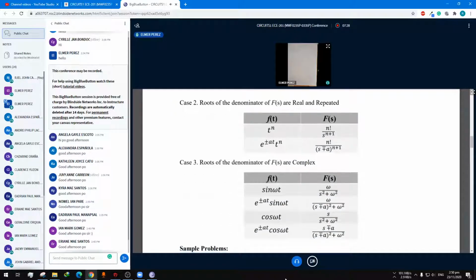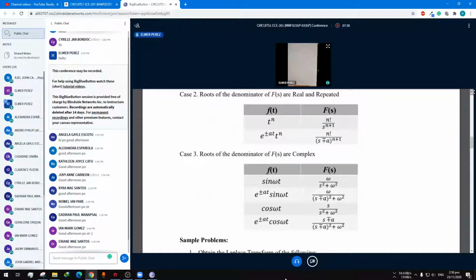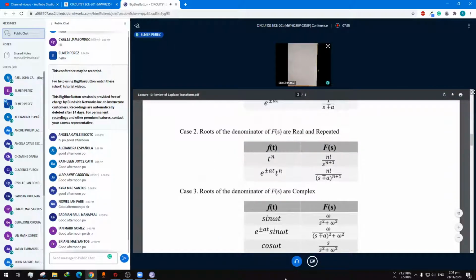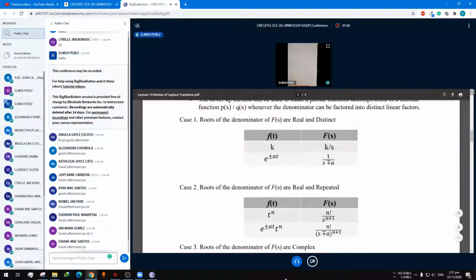Okay, and if roots of the denominator are complex, so meron tayong the omega. So if you can recall, these are similar to dun sa DE na homogeneous, higher order. This is case 3 for higher order. So 2 is repeated, and then yung case 1 are distinct.